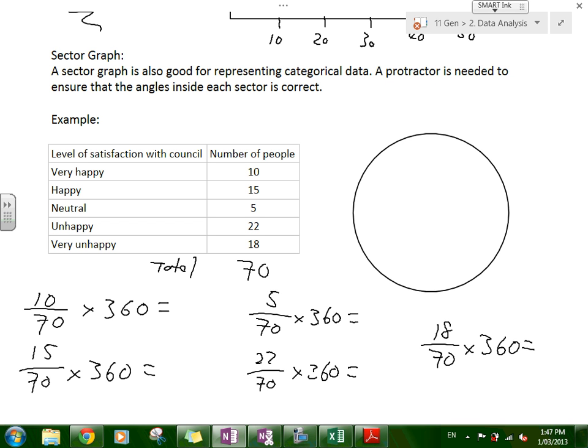Which one is this one? 92.point something. Just do 93. I'm not going to do decimals. 93 degrees. Okay, what's next?